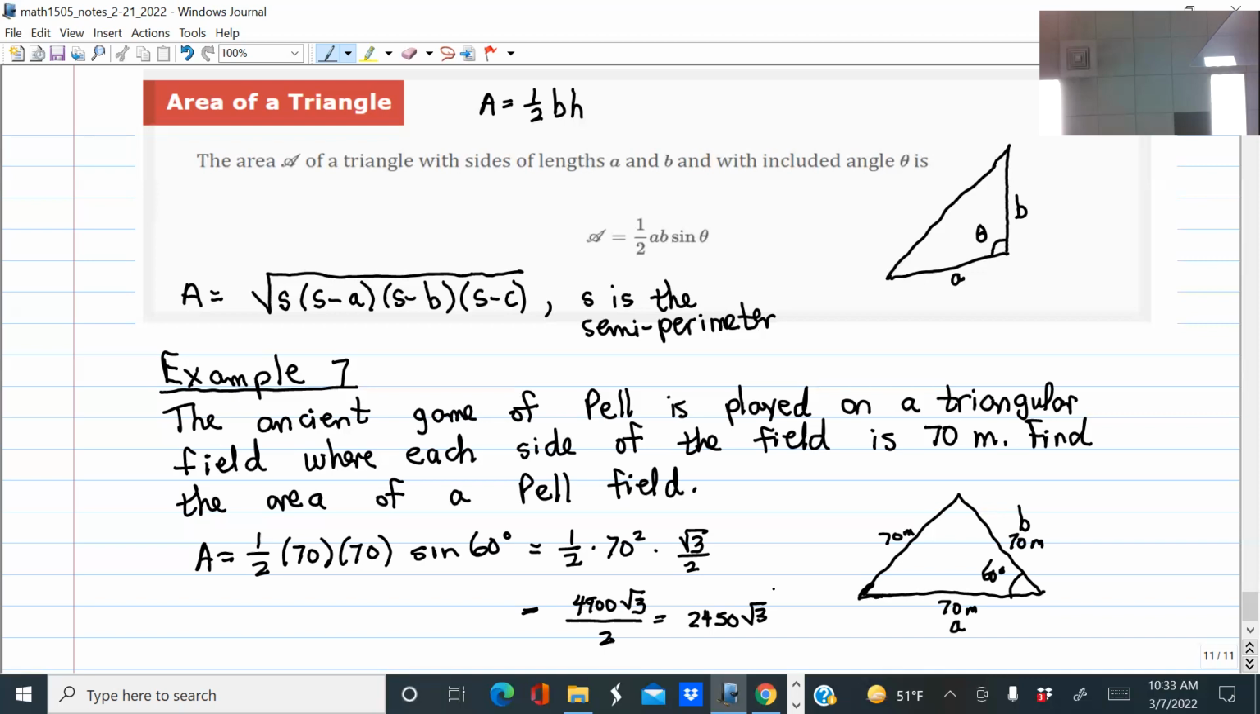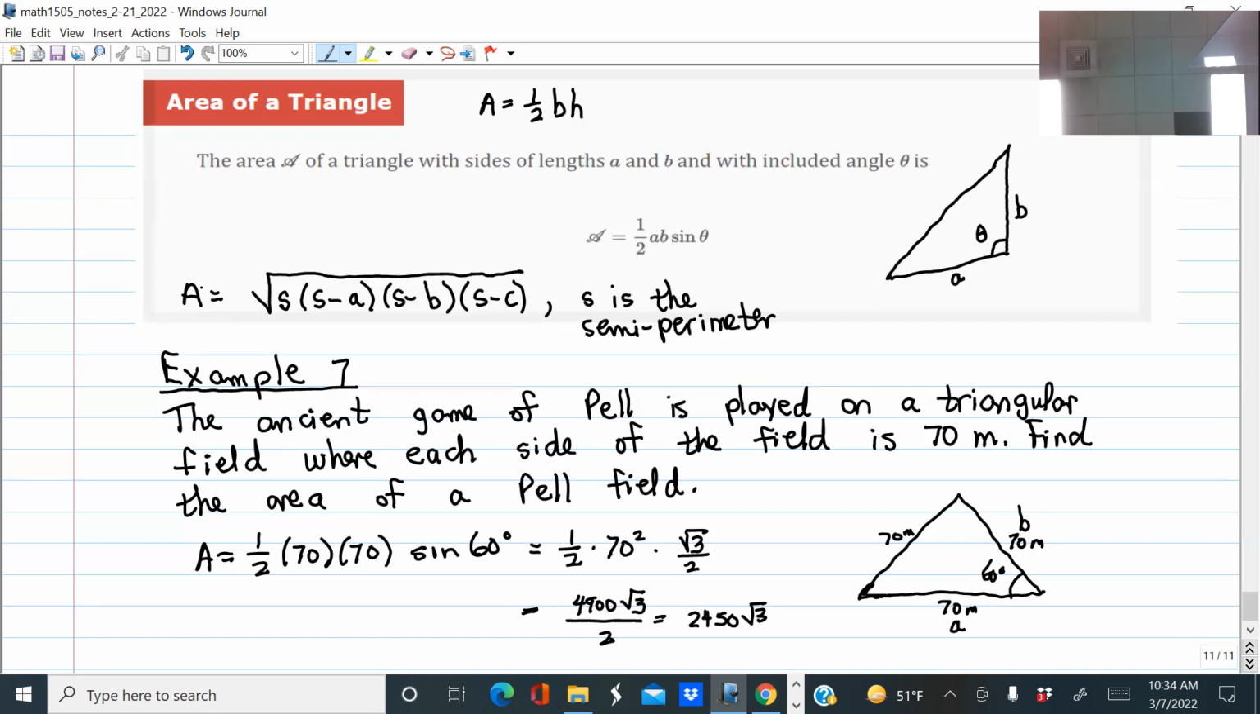So this formula for triangles at least has the advantage that you don't have to compute the height of the triangle, which sometimes is tricky. But you do have to know the size of the angle, and then you have to be able to compute the sine of the included angle. That's not always so easy, especially if you don't have a calculator. So this formula also has its limitations.